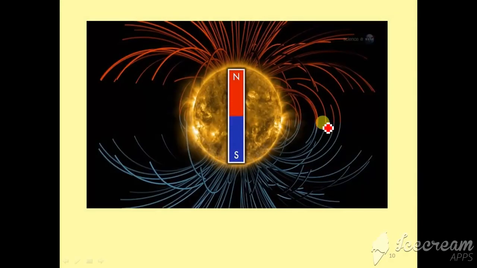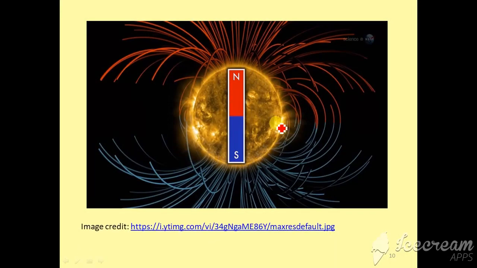So this is a symbolic diagram of the solar magnetic field. These are magnetic field lines coming and winding at the solar surface, and this is a kind of bar magnet, the solar magnetic field.